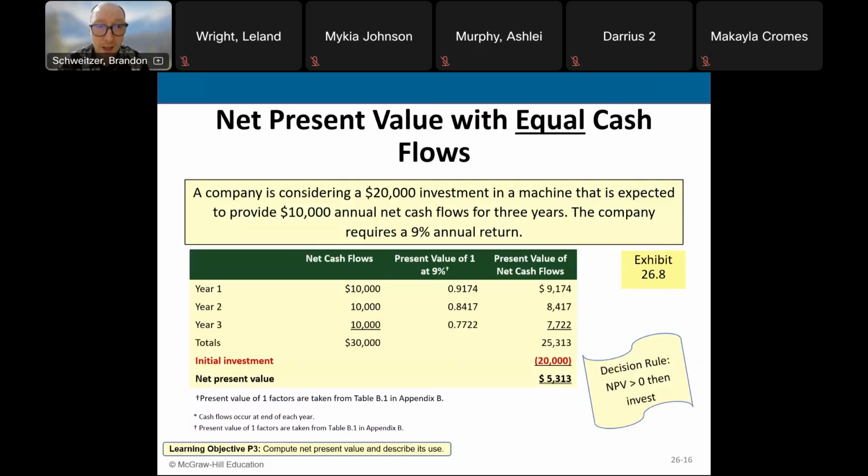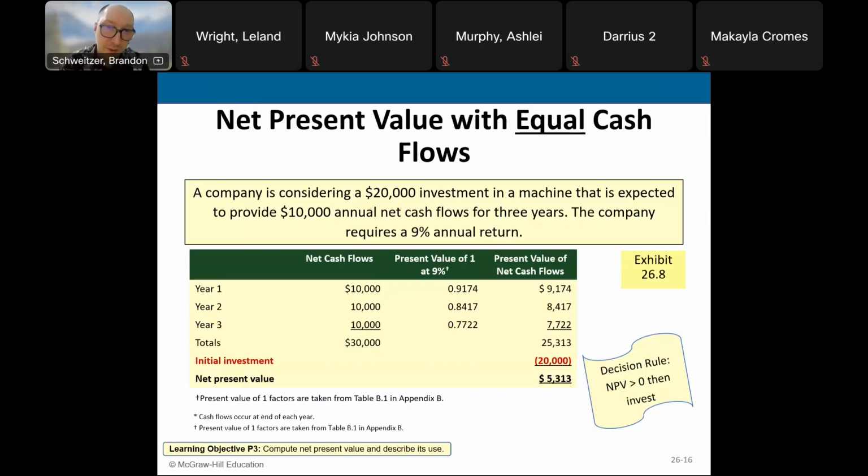So here's how it works in an example. This is with equal cash flows. Remember, equal cash flows means that at the net cash flows, we're going to get the same amount every single year. Unequal cash flows, different amount each year. That's the idea. So here we have an example.